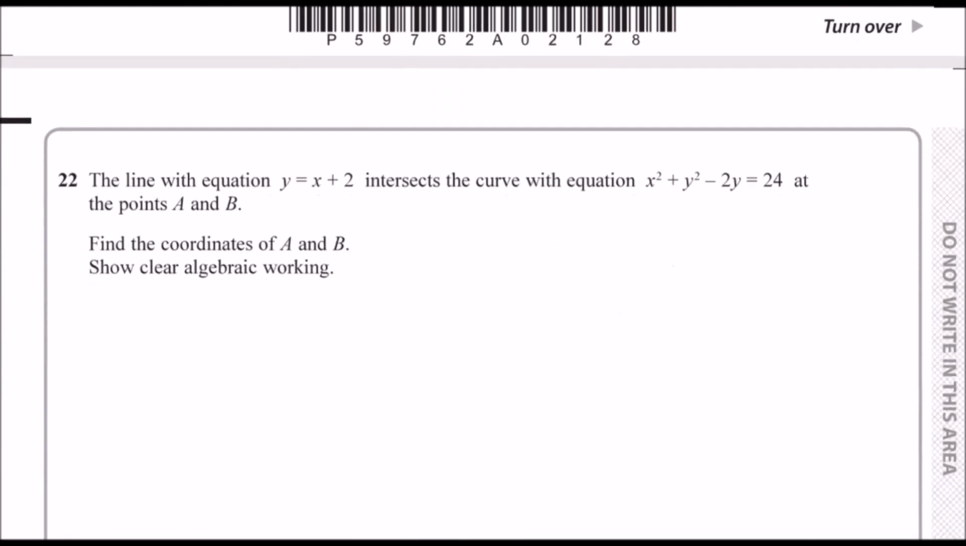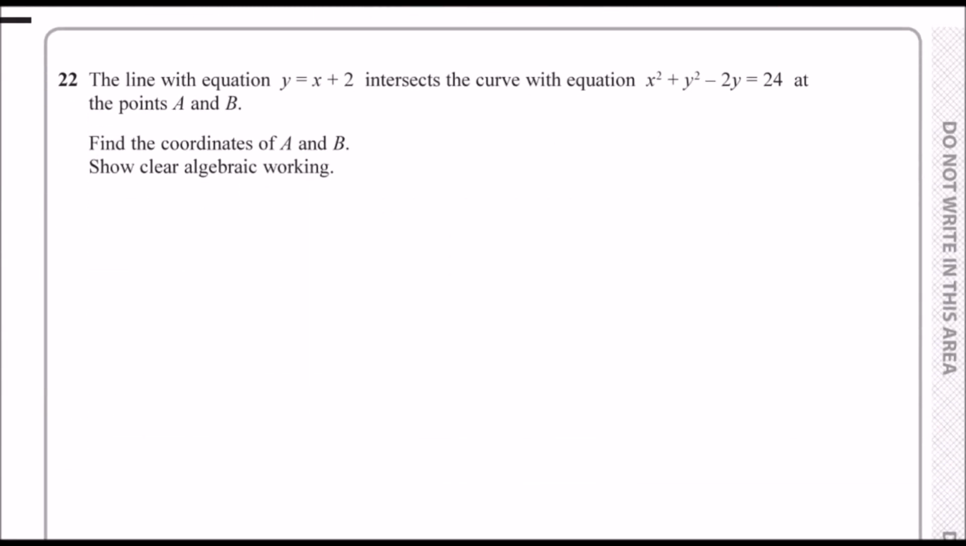Now moving to question 22, it says that the line with equation y equals x plus 2 intersects a curve with equation x squared plus y squared minus 2y equals 24. Okay, so this is actually a circle equation, at the points A and B. Find the coordinates of A and B.